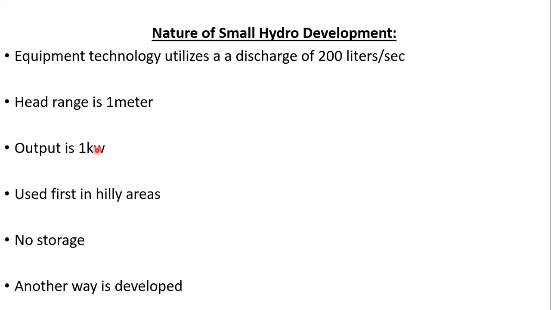So the grid line will normally be far away, hence it has to be locally developed. And the features of development of the second type, this is the first type used in the hilly areas. And coming to the second type, the head available is low and the discharge has to be large, which will be economically viable, and this development takes place on small rivers, irrigation outlets, canal falls, etc.